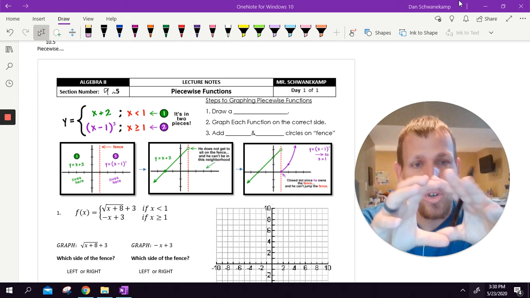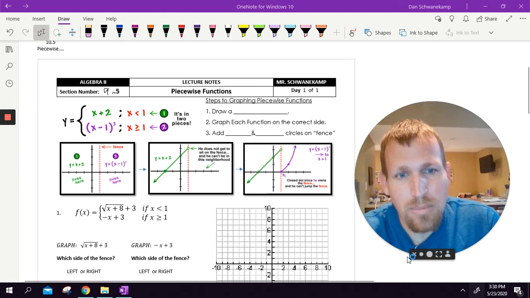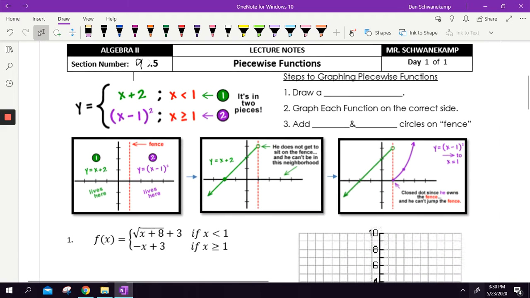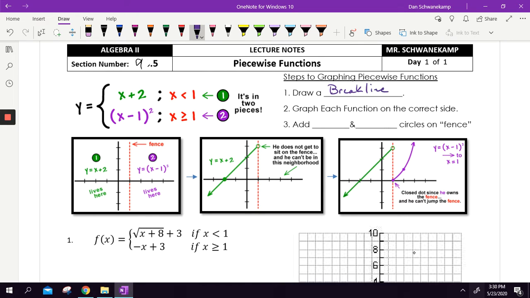It's called piecewise because there are going to be multiple pieces of the same function. So don't be overwhelmed by it. It might look kind of strange at first, but once you do it, it shouldn't be too bad. Here is the key to drawing a piecewise function. The first thing we're going to do is draw a break line. The break line I'm referring to is where does my graph split? For this example, there is a break line at 1, because one graph is on the left side of 1, when it's less than 1, and one is when it's greater than 1. They called it a fence in this. Same difference. Then we're going to graph each function on the correct side of the line.